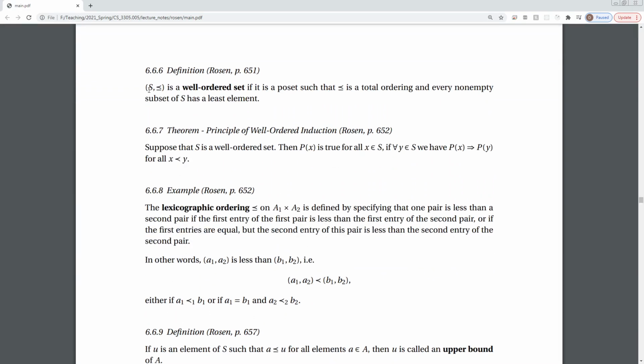Okay, so the pair S and the relation is a well-ordered set if it's a partially ordered set such that the relation is a total ordering and every non-empty subset of S has a least element.